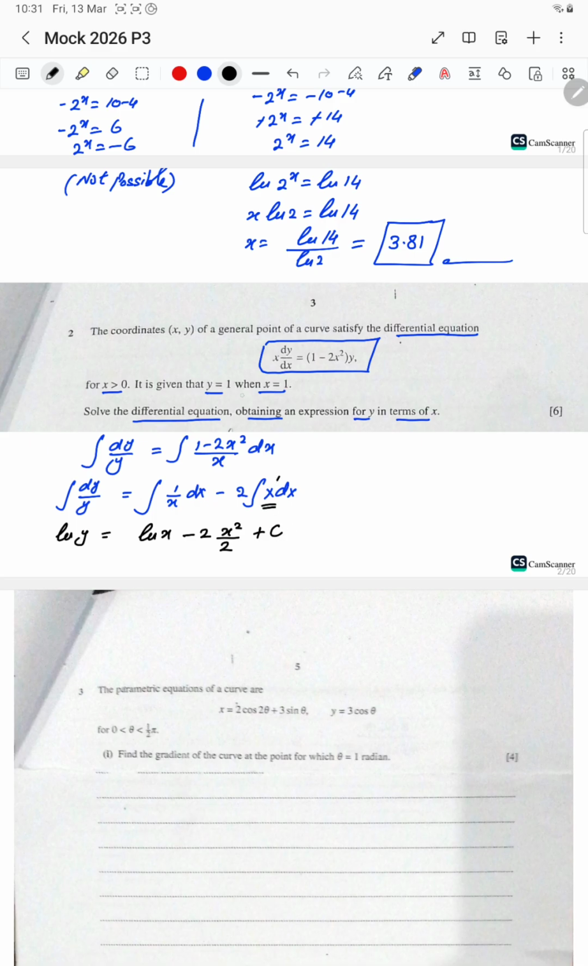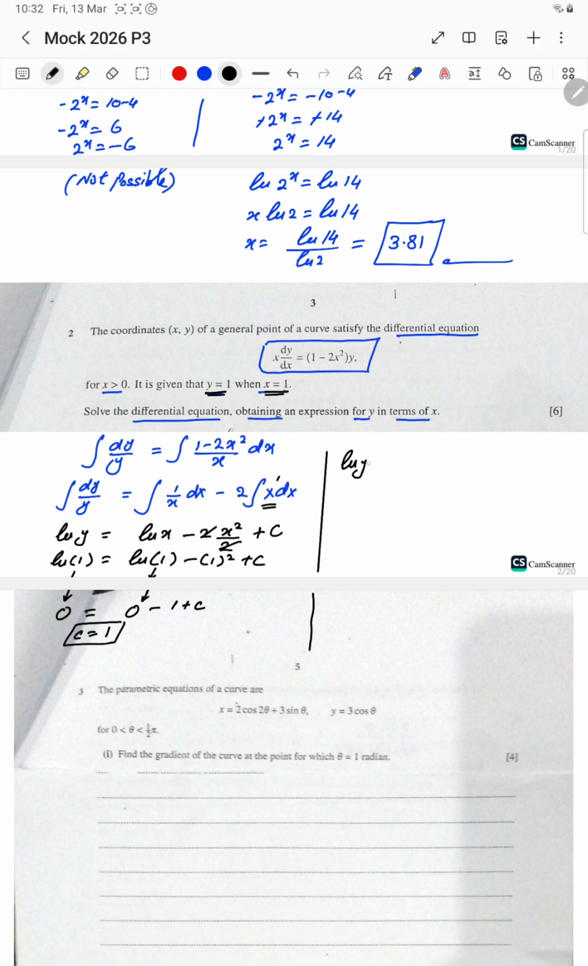Now for the value of c, we need to replace y with 1 and x with 1 as well. So log of 1 is equal to log of 1 minus 1 square plus c, where the 2 cancels. We know log of 1 is 0 in the calculator, and same here, it will be 0 minus 1 plus c. So c is 1. Now replace the value of c. We get log of y equal to log of x minus x square plus 1.